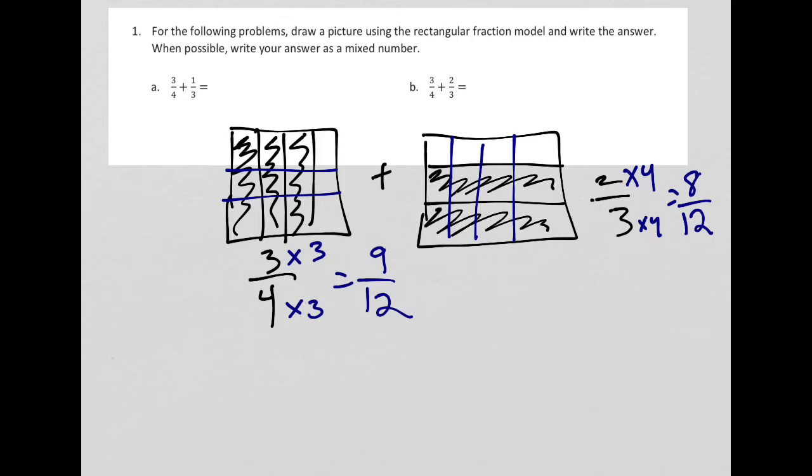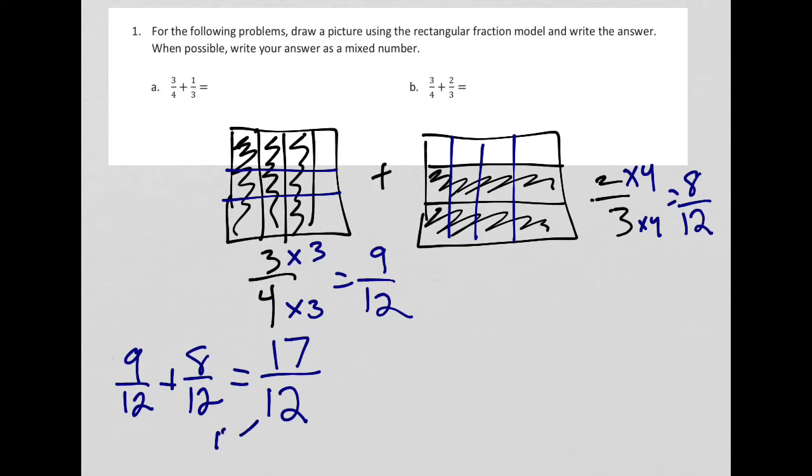So my new equation is 9/12 plus 8/12. 9 plus 8 will give me 17, and my denominator stays the same. So 17/12, my numerator is bigger than my denominator, so I need to simplify this into a mixed number. I know I can take out 12/12, and I'll be left with 5/12, because 5 plus 12 is 17. So I get 1 whole and 5/12 as my leftover.